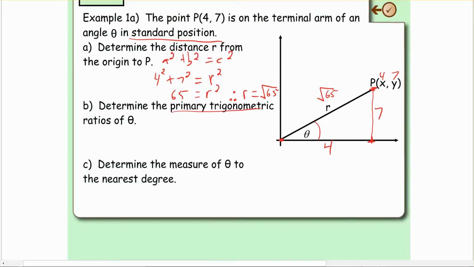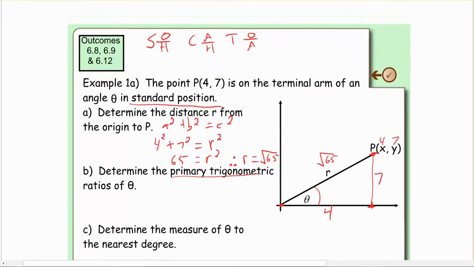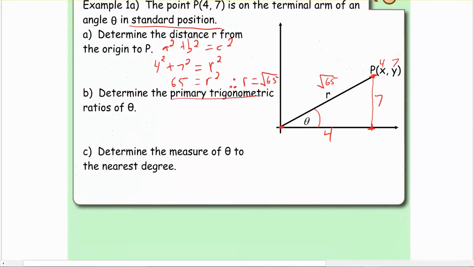So if I go down, it says determine the primary trigonometric ratios. It wants sine, cos, and tan, and then just put the opposite over the hypotenuse for sine, cos would be adjacent over hypotenuse. I'm just going to pause it and fill that all in. Okay, so this is all I really want. So sine theta would be 7 over square root of 65. That's the primary trigonometric ratio for sine.